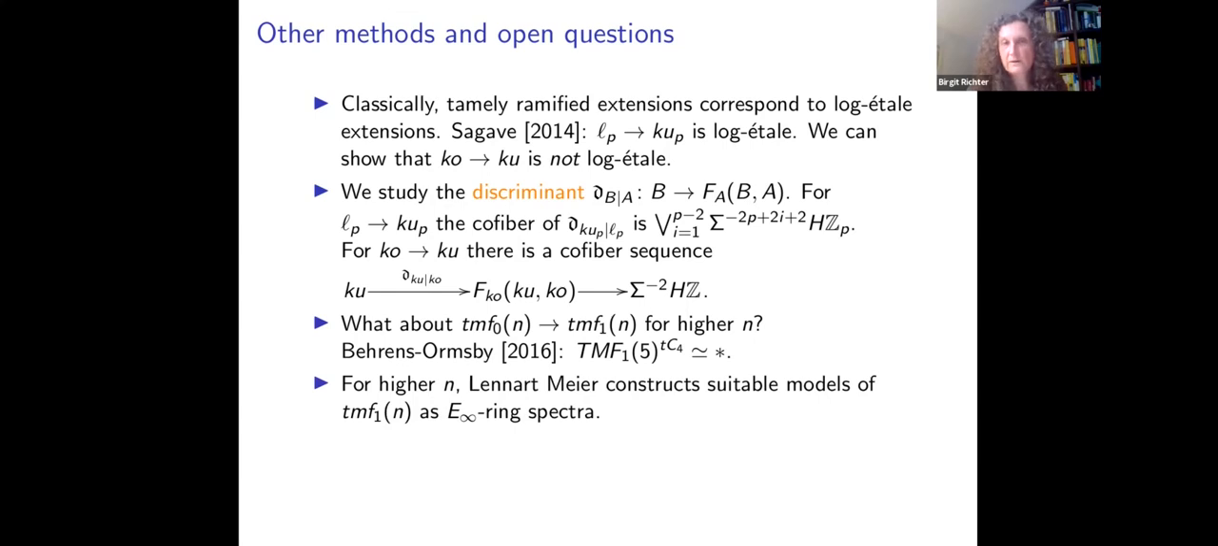And as I said, it's not even clear what little TMF1(n) should be, but Lennart Meier constructs models of that are actually related to modular forms that have a nice genus. So there are good models for that, but calculationally, we don't know much about these things. And these things are really, really horrible. So with that joyful remark, let me stop here.